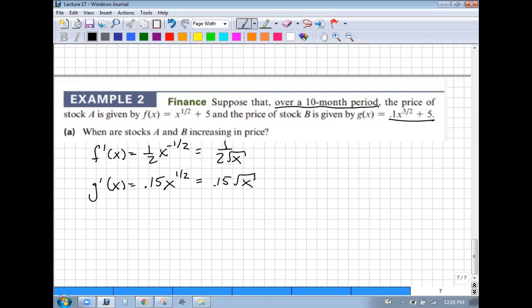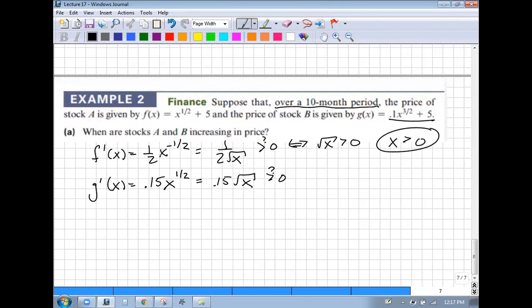The hard part is solving inequalities. They want to know, when are these increasing? So here's the analysis. Well, the number 1 is always positive, right? So really, when is this positive? Well, 2 is always positive, so this is saying, when is the square root of x positive? Well, the square root of x is always positive. So of course we can only plug in positive numbers. So f prime is positive whenever x is positive.